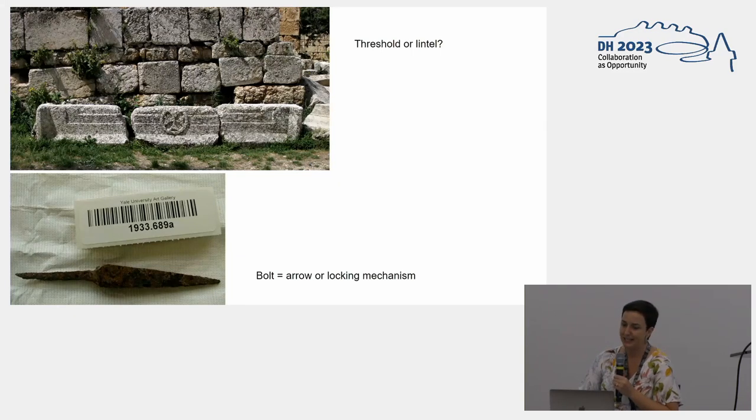So for instance, in English, we have independent words for the lower part of a doorway, a threshold, and the upper part, a lintel. But in Arabic, there's only a single word for both concepts. Different but similar, in English, the word bolt can refer to a kind of arrow and a part of a locking mechanism for a door.